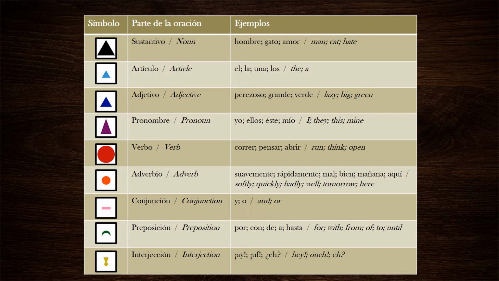If you say estoy mal, you're describing how you are doing, describing estoy, and so on. Conjunctions, conjunción is the pink dash, and, or, y, o. Preposition, preposición is the green bridge or curved symbol. For, with, from, of, to, until, por, con, de, hasta.